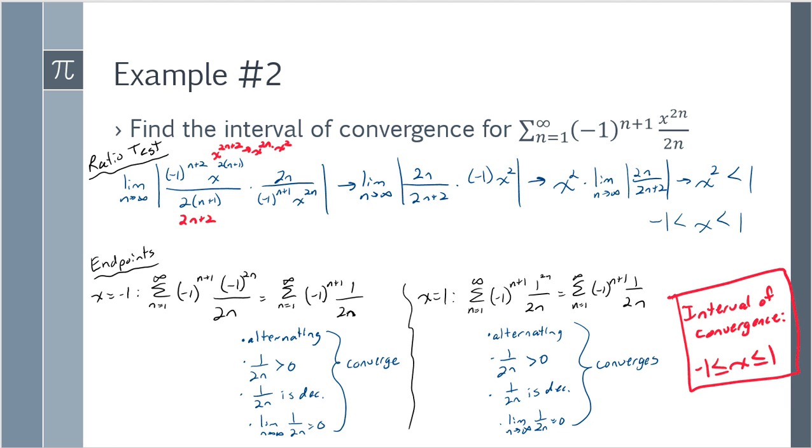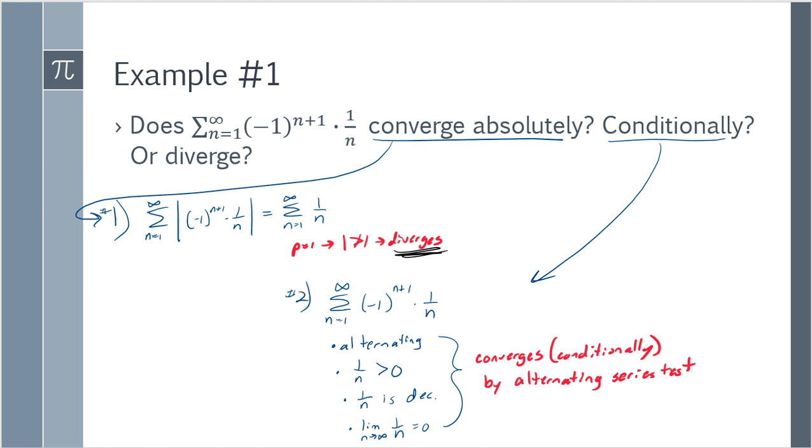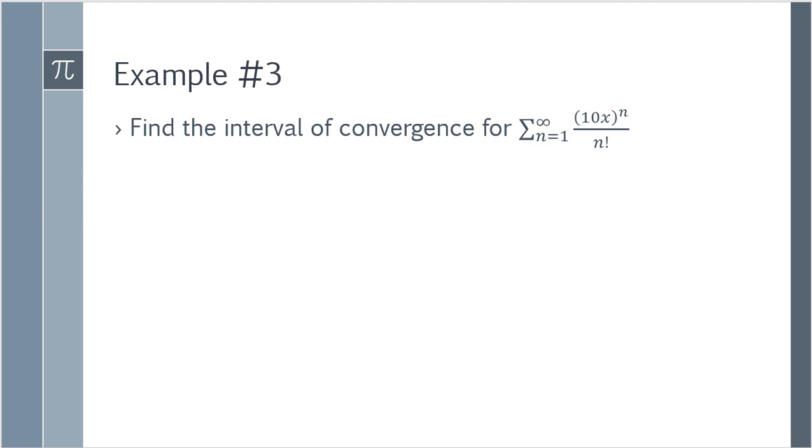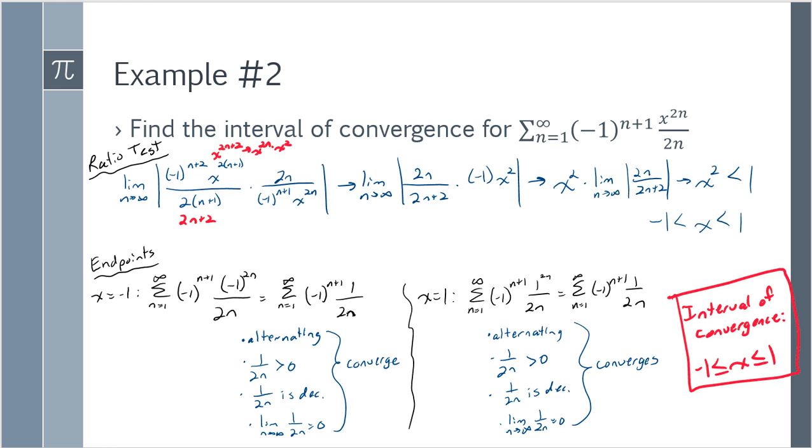Some other examples of this, just so you can see some other examples. This is a pretty typical one in terms of what the AP would ask. If they wanted you to check absolute and conditional, they're going to be more like example 1 here. Whereas if they're finding the interval of convergence, they're not really caring is it absolute or conditional.